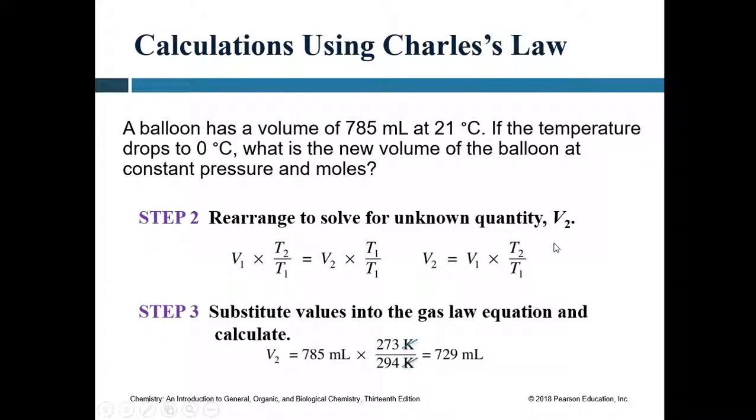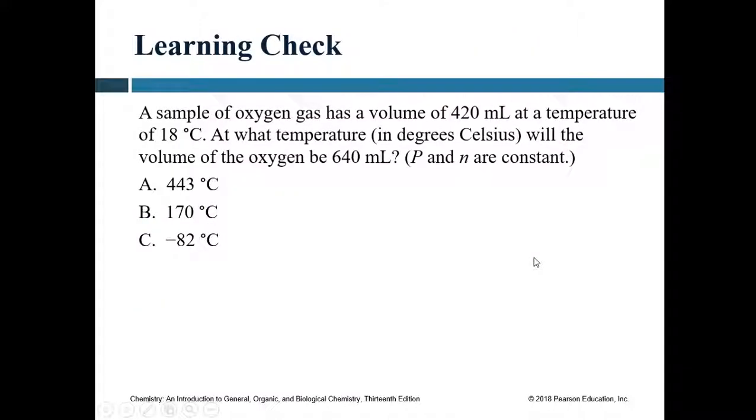Now then, we need to solve for the second volume. So we've rearranged to solve for V2. So we know that V1 is 785. And our second temperature is 273. And our first temperature is 298. And so our volume is 729 milliliters for our ending volume, which is exactly what we predicted: it would be less. And yes, it is less.